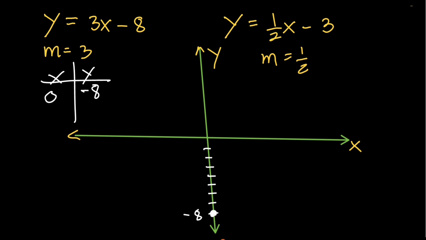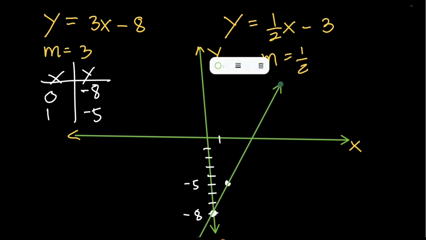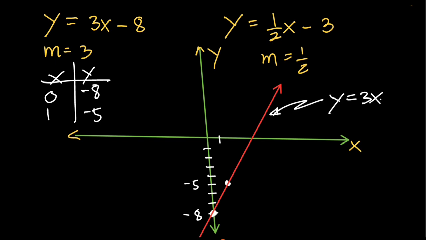Then when x is 1, 3 minus 8 is -5. Y is -5. This is -5. Yeah. So our graph would look like this. Okay, so this is the graph of y equals 3x minus 8.